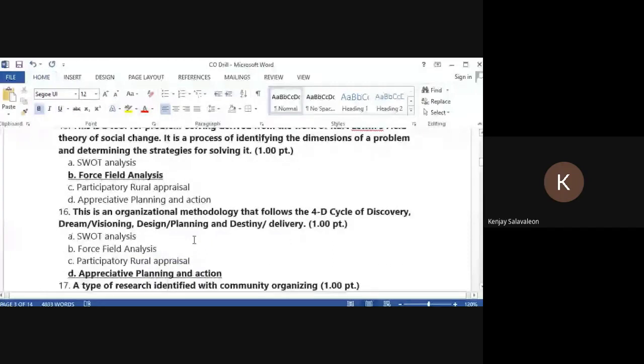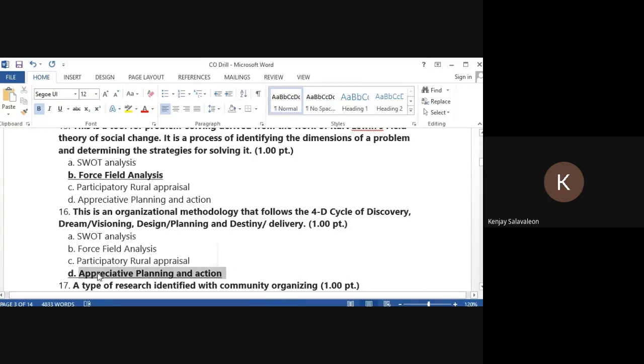Ito na yun. This is an organizational methodology that follows the 4D cycle. So yung appreciative planning and action starts with discovery. Next is dream or visioning, or basically planning yan. At the end of how many years, ano na yung nakikita natin sa ating barangay or sa ating community. And after that visioning or dreaming, then design a plan or activities. Then last would be destiny or delivery of that plan. So ang 4D cycle, discovery, dream, design, and destiny are the phases of appreciative planning and action.